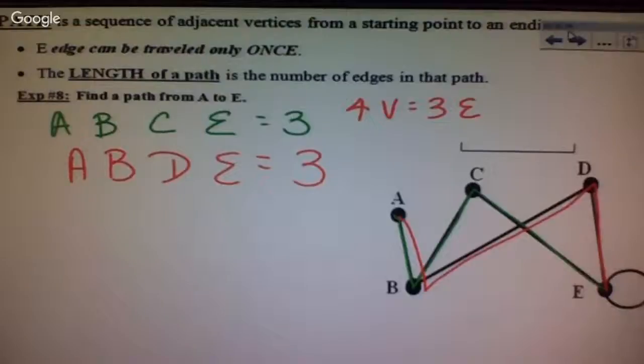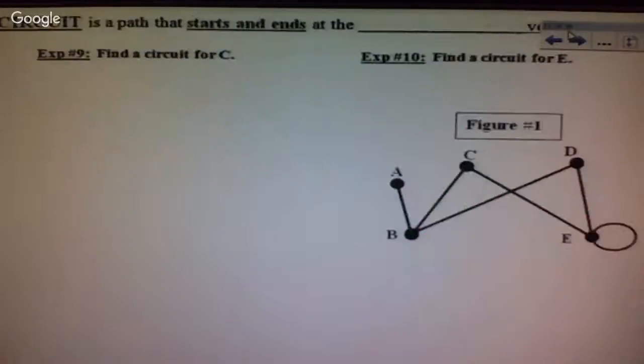So a path. The difference between a path and what we're about to talk about, which is a circuit, is a path starts at one dot and ends at a different one. A circuit, if you think about NASCAR, always goes back to the start. So a circuit is a path that starts and ends at the same vertex. So you have to go back to the beginning with a circuit.